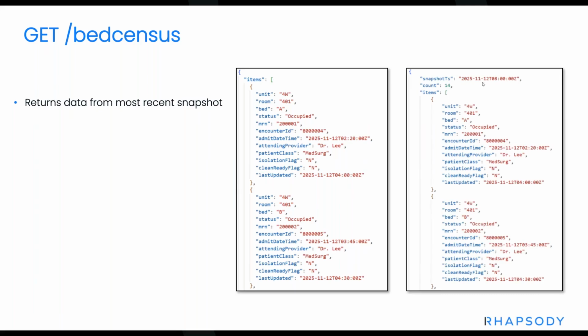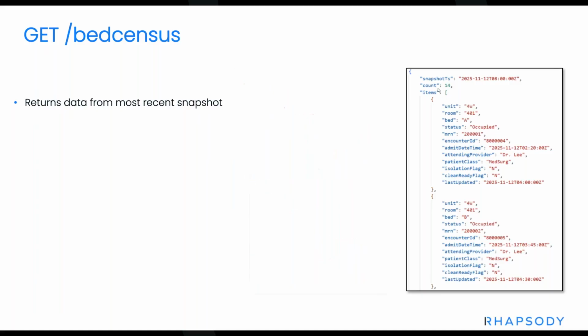Add the timestamp that we retrieved it from. That applies to the entire payload. And a conventional thing to add in REST APIs: give them a count. So this is our first evolution. We end up with a count and then our items.